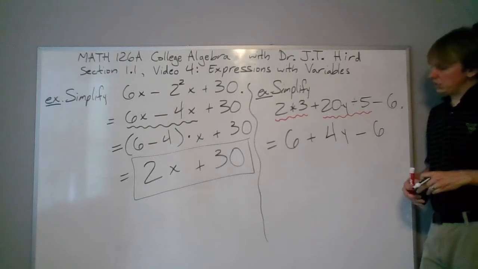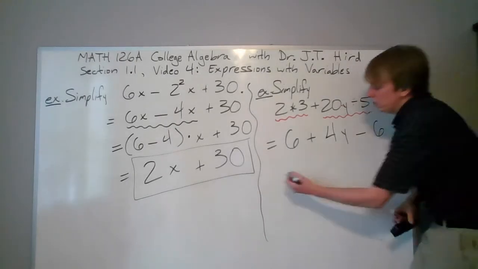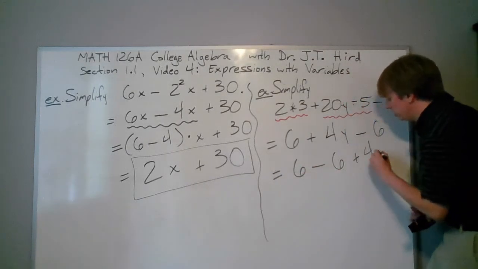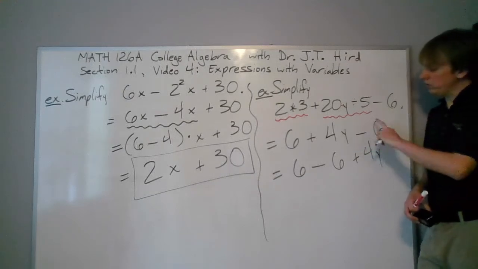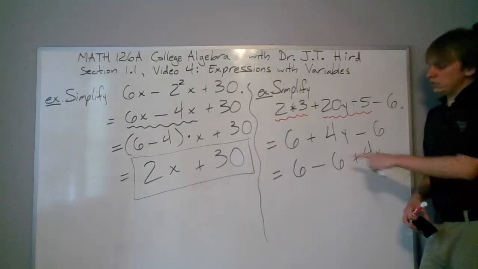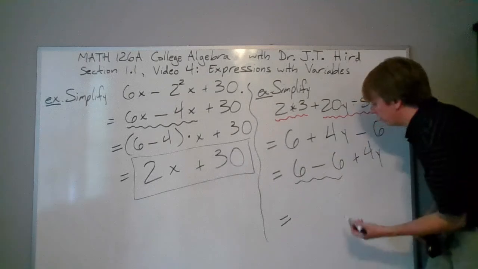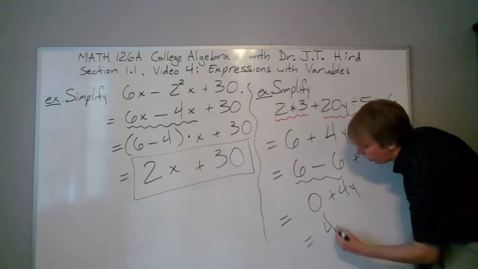And so actually 6 minus 6, those are like terms. I can add those two together. Maybe use my rule of addition that says you're allowed to shuffle the order. This is the commutative law. We switch the 4y and the negative 6. And then 6 minus 6, we add those first, gives us a 0 plus 4y, which would just be a 4y.